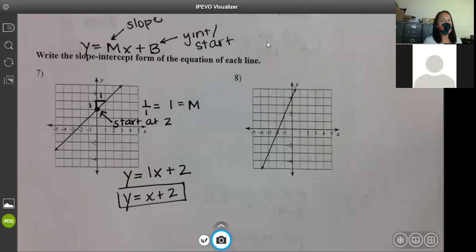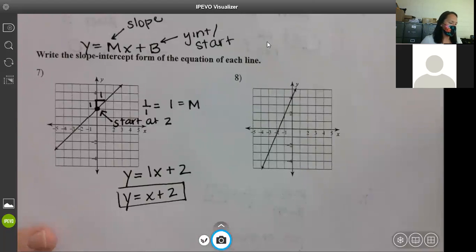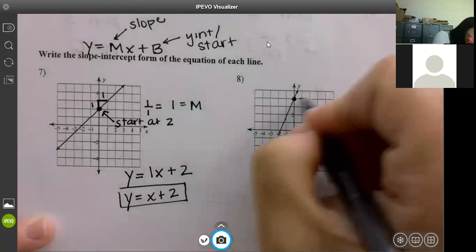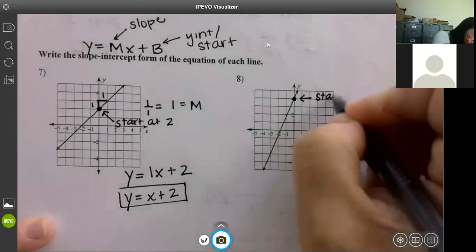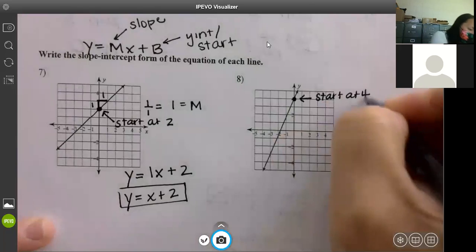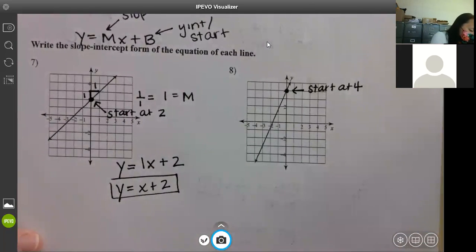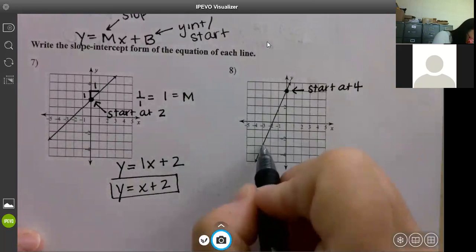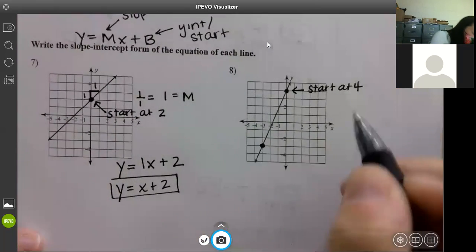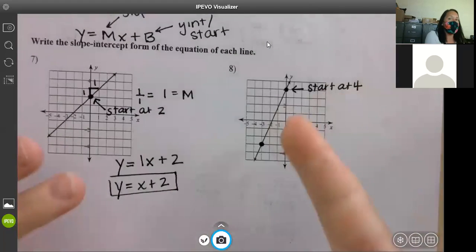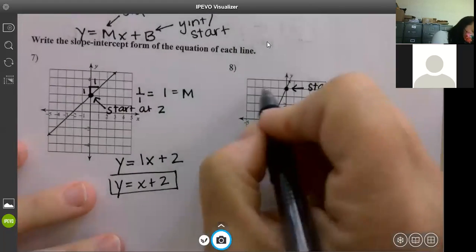Okay. Number 8. Where does number 8 start? 4. So start at 4. Remember our recursives start at 4. And then let's see how it changed. We got to find perfect points. So this looks like a perfect point. Do y'all understand what perfect points are? Okay. And then that one is a perfect point. So I'm just going to use those 2.